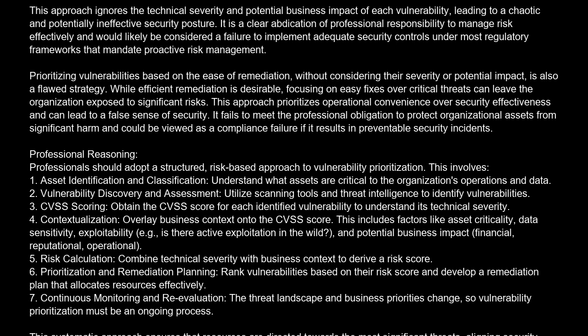5. Risk calculation. Combine technical severity with business context to derive a risk score. 6. Prioritization and remediation planning. Rank vulnerabilities based on their risk score and develop a remediation plan that allocates resources effectively. 7. Continuous monitoring and reevaluation. The threat landscape and business priorities change, so vulnerability prioritization must be an ongoing process. This systematic approach ensures that resources are directed towards the most significant threats, aligning security efforts with business objectives and regulatory requirements for effective risk management.